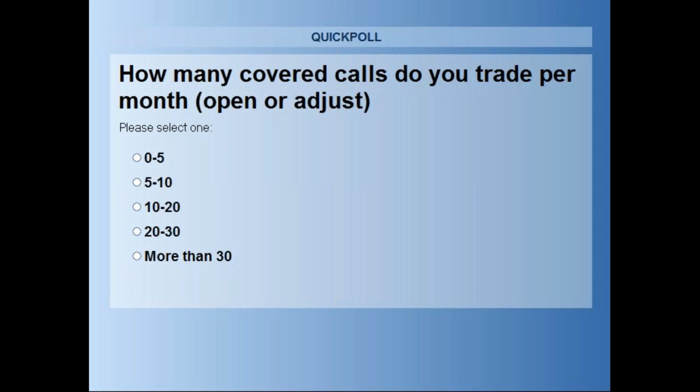Maybe looking at between 0 to 5 covered call trades or adjustments per month, maybe 5 to 10 covered call positions. I trade a little bit more, maybe 10 to 20, 12, 13, or 14 covered call positions. Are you looking at maybe 20 to 30 covered calls in a given time frame? Or are you a large trader or large investor, trading multiple positions, maybe in smaller stocks, and you find yourself making more than 30 trades as well.